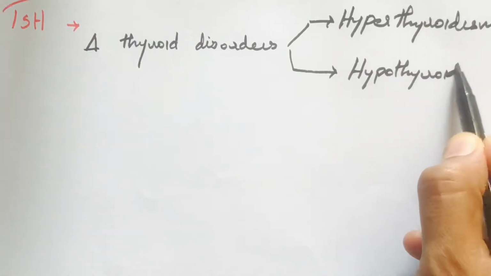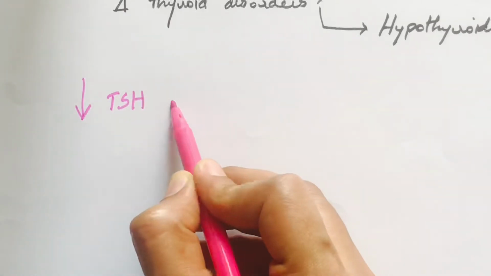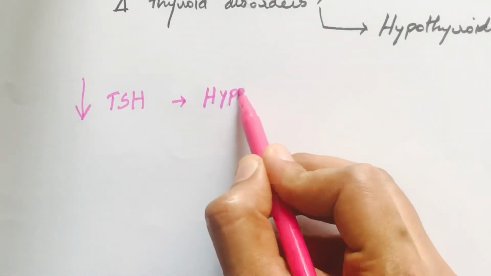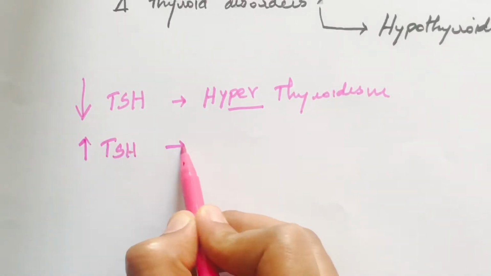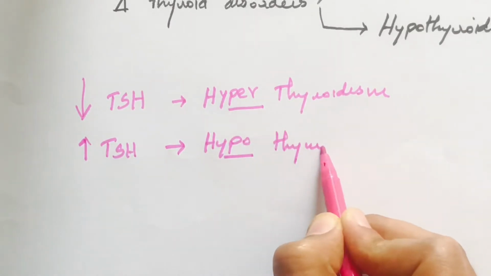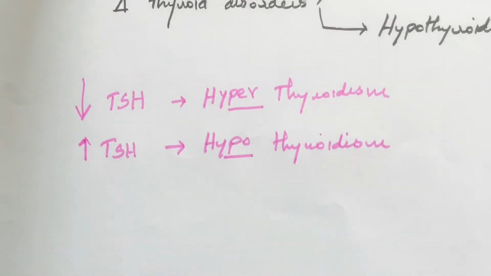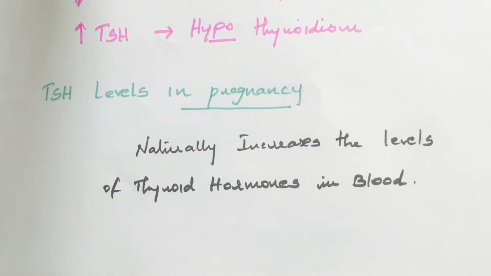Assessment of TSH level is mainly to diagnose thyroid disorders, commonly hyper and hypothyroidism. So when the TSH level is low, it is the indication for hyperthyroidism, and when it is high, it is for hypothyroidism.